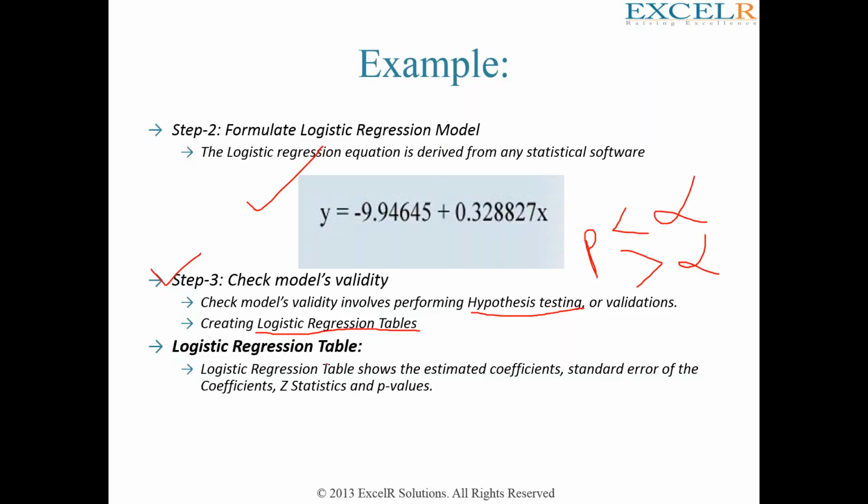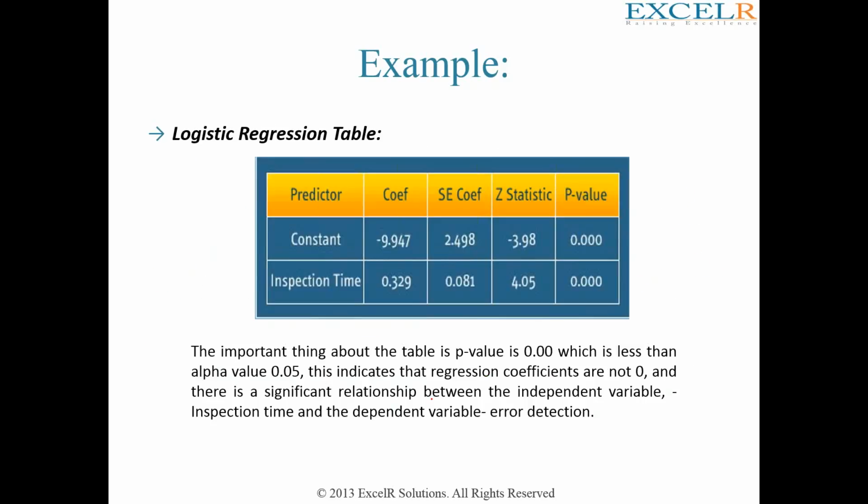How does your logistic regression table look like? Your logistic regression table shows the estimated coefficients, standard errors of coefficients, z-values, and p-values. So let us spend some time on the table. By the way, any of your statistical tool will perform all these things at one go. You'll get this kind of an output, right? So this is called your beta naught, and this is called your beta 1. And you have the associated standard error. Less the error, better it is for you.